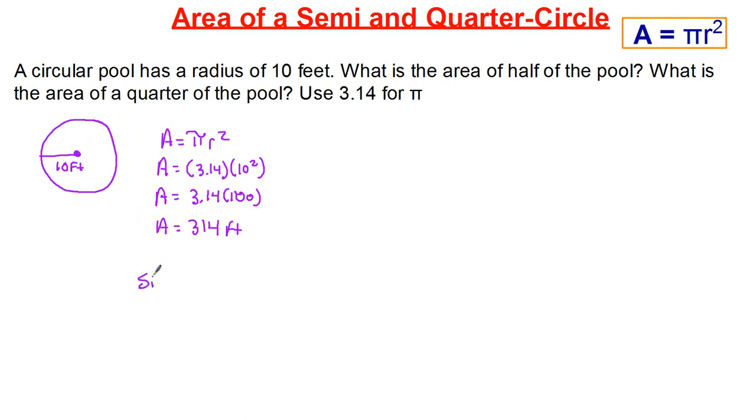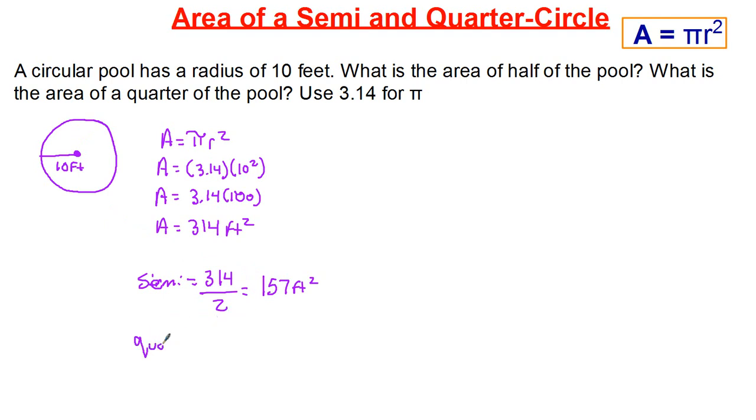Now, to figure out the semicircle, all I got to do is take 314 and divide by 2. Okay? So I'm going to just go ahead and do that. 314 divided by 2 is going to give us a value of 157 feet squared. All right? So half of that pool would be 157 feet squared for its area.